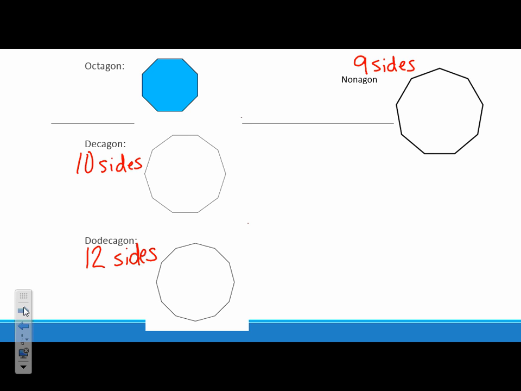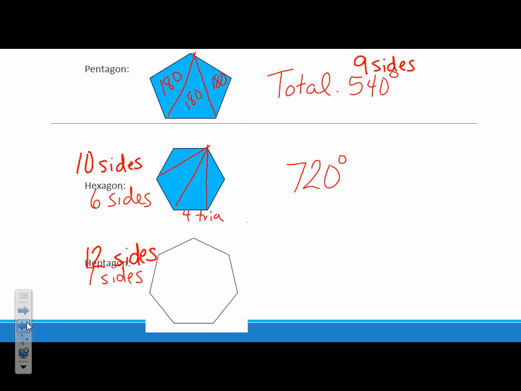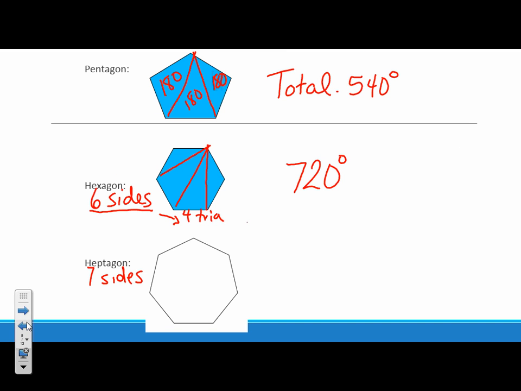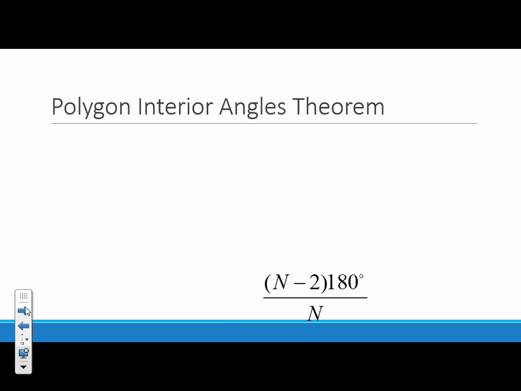Hopefully you noticed a pattern. On the number of sides, if I had a 6-sided shape, it made 4 triangles. If I had a 5-sided shape, it made 3 triangles. And each triangle is 180 degrees. So if we kept this pattern going, we would hopefully understand how to figure out each angle inside a shape, okay? So this is something you need to get in your notes.